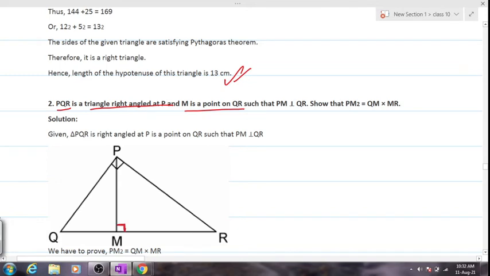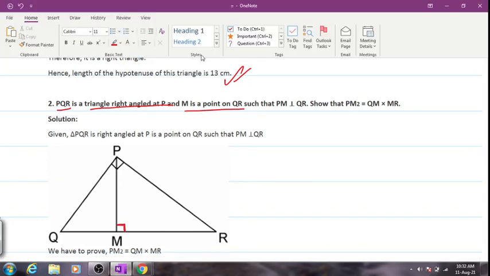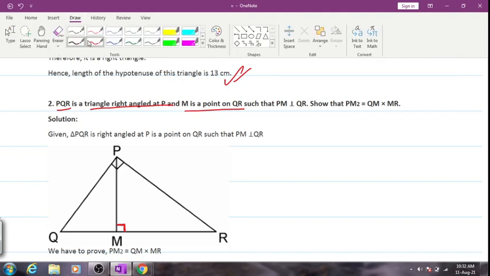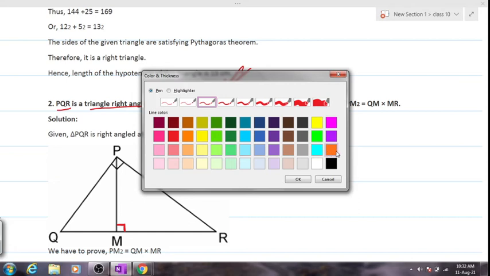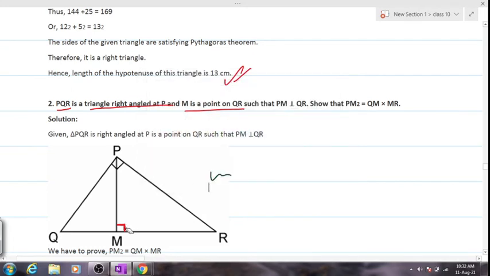Diagram. I'd like to change the ink because this ink is looking not orange. Hurry up, suggest me. Yellow, no. Dark blue. Yes.